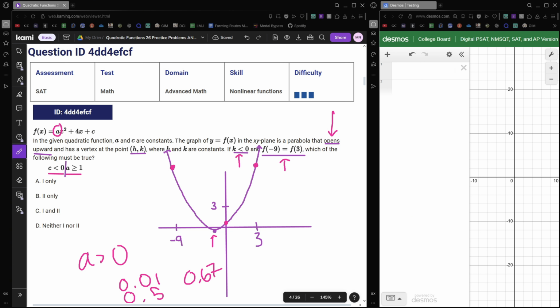So which of the following must be true? Well, under the right circumstances, none of them have to always be true. So the answer will actually be D, neither 1 or 2.